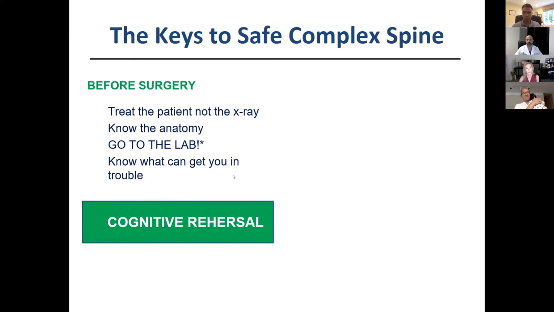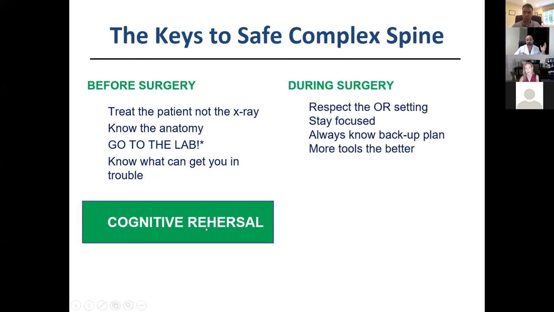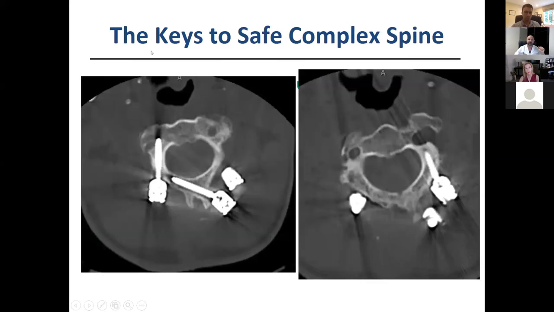This is a big one right here. Know what can get you in trouble. So every time I look at difficult cases, I ask what's going to get me in trouble. Is it the vertebral artery? Is it the spinal cord that's severely compressed? Is it the iliac vessels? Always know what can get you in trouble. A couple of other pointers: I do a lot of cognitive rehearsals. I think about the surgery a million times before the operation. I know we all do, but sometimes that helps. And make sure you have different skill sets, because you never know where you're going to use them.